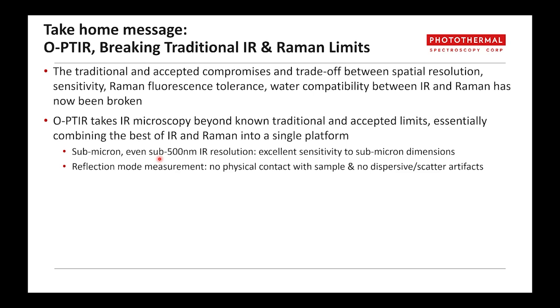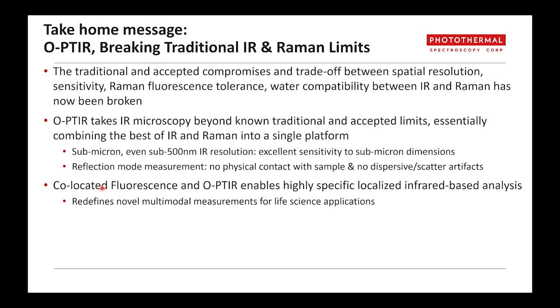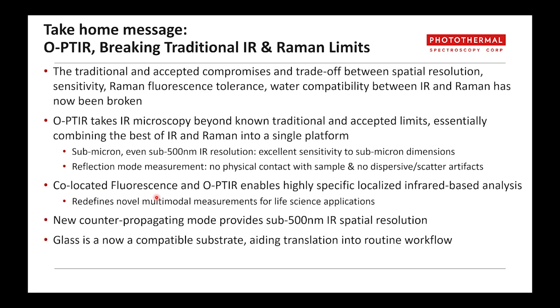You don't have to go to synchrotrons anymore to try and get the best spatial resolution. You can do so in your lab. We can work in reflection mode, which is something that regular IR systems cannot do, and that makes measurements so much easier. The addition of co-located fluorescence, I think, has been a big boon to life science researchers. And again, Christoph will talk about how he's used fluorescence to help guide his measurements. And glass, of course. Where you can use glass, it's wonderful because it's cheap, it's ubiquitous, and it really aids in the translation of O-PTIR into more traditional life science workflows. And with that, I'm going to hand over to Christoph. Christoph, please take it away.